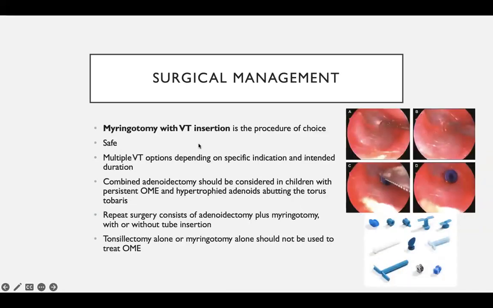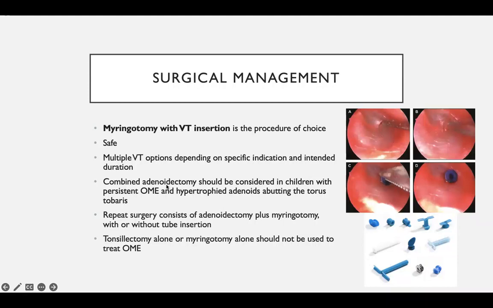So a myringotomy with grommet insertion is the procedure of choice. It's a very safe procedure. There are multiple options in terms of what kind of tube you insert, but this should be discussed and is very dependent on your intention and the duration for which you would like the tube to stay.